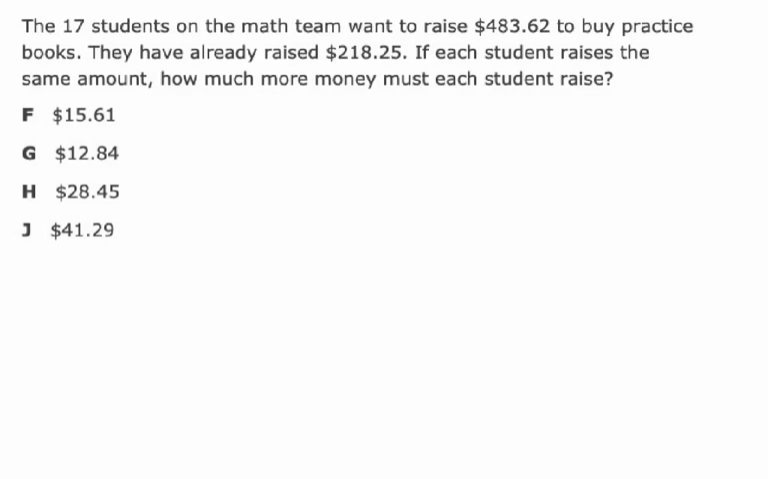So we have a multi-step, just regular calculation question here with rational numbers. And so there's 17 students. They're trying to raise money here. They're going to raise a total of $483.62 to buy these practice books. But they've already raised an amount. They've already raised $218.25. So the first step here would be to figure out how much more money they need to raise, and then we can figure out how much each student should raise.